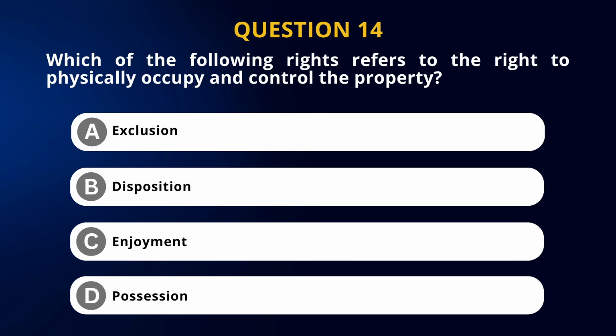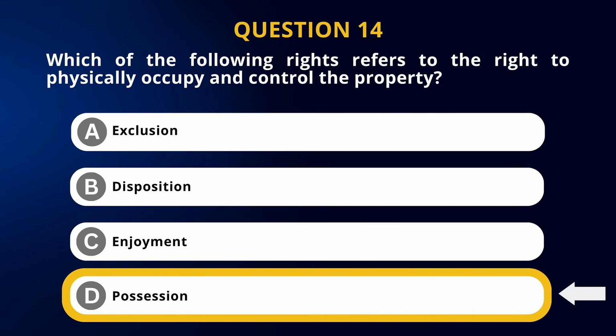Question number 14. Which of the following rights refer to the rights to physically occupy and control the property? Is it letter A, exclusion? Letter B, disposition? Letter C, enjoyment? Letter D, possession? And the answer is letter D, possession.